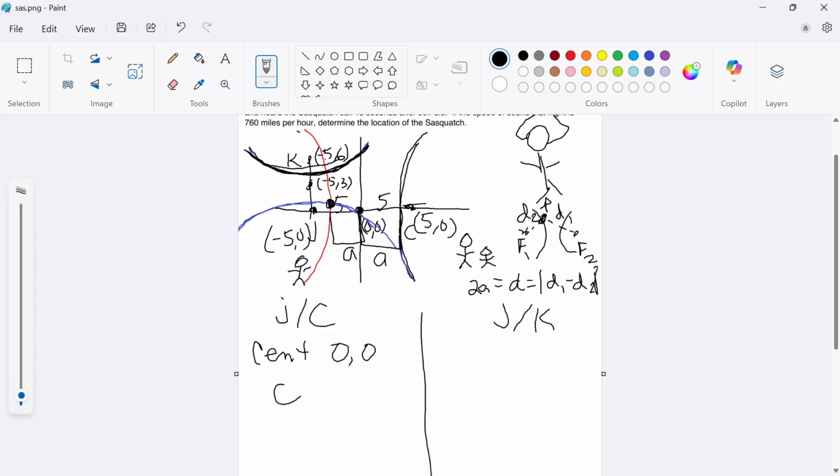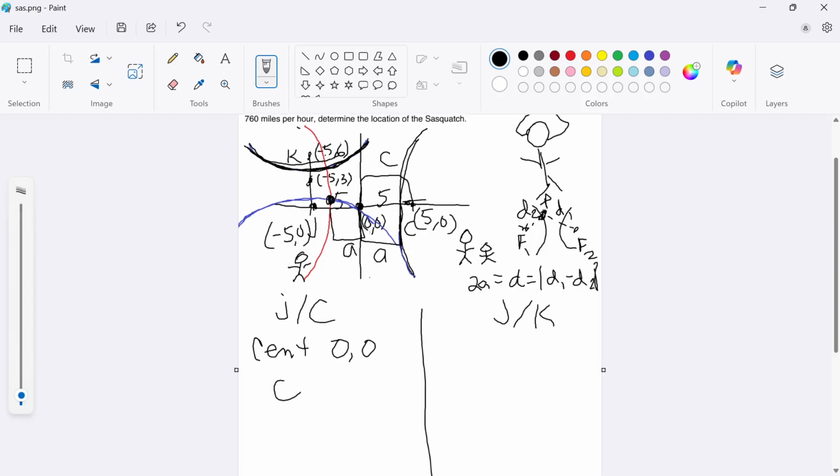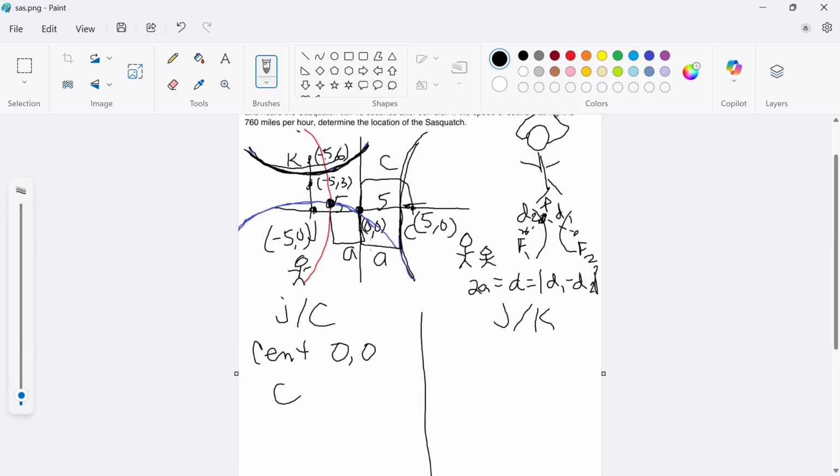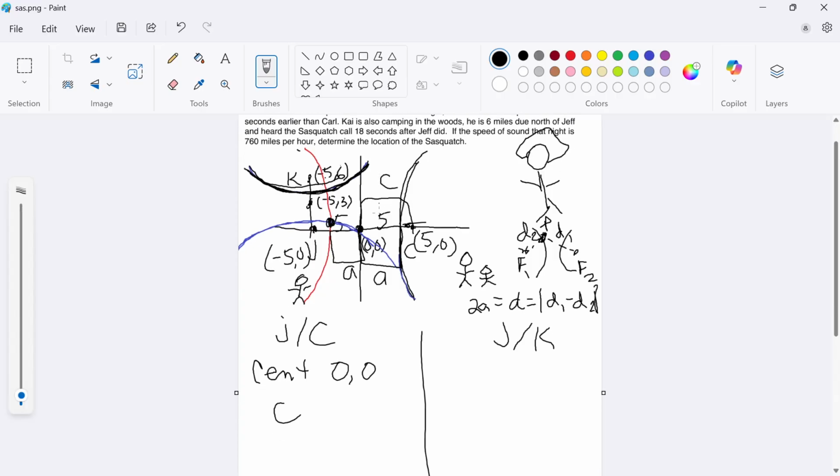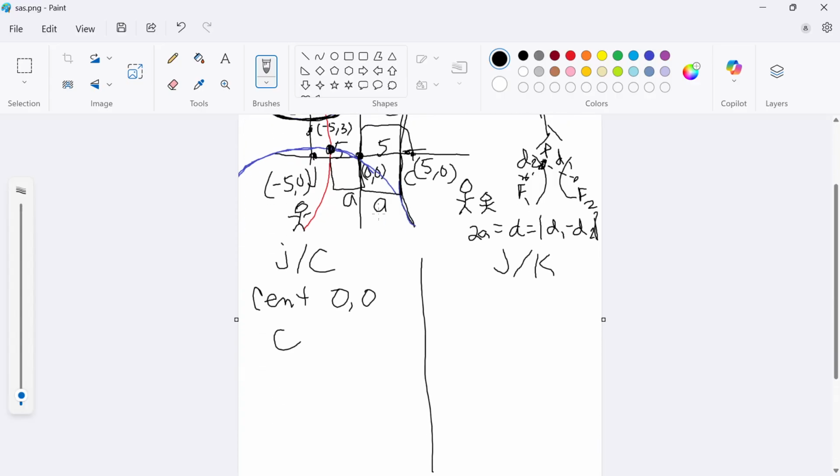I know C, by the way, is the distance from the center to each one of the foci. Since the distance between Jeff and Carl is 10, then C equals 5, and C squared equals 25.